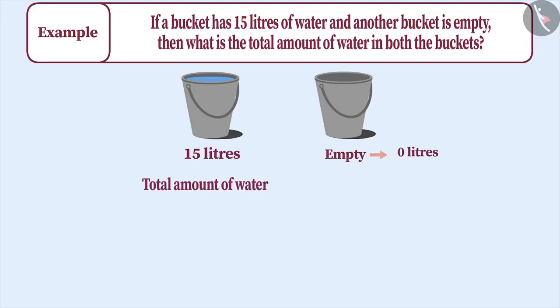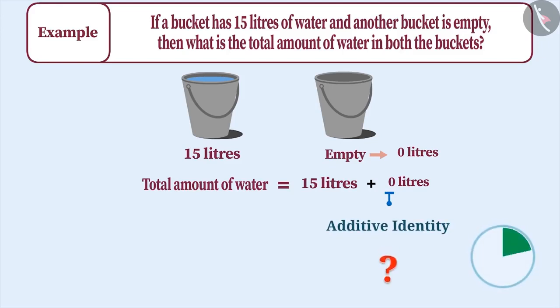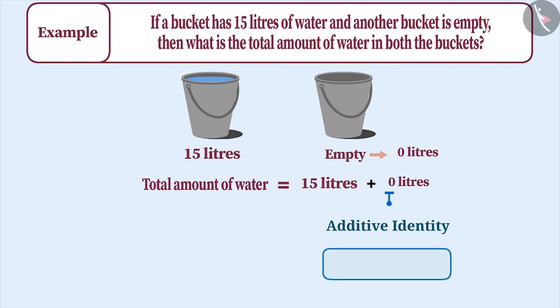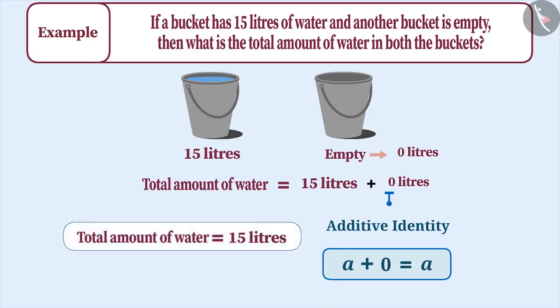To find the total amount of water in both buckets, we have to add both values, that is, the value of 15 liters plus 0 liters has to be found. 0 is the additive identity. Can you tell me the reason? Let me explain. This is because if any number is added to 0, the result will be the same number. Therefore, the total amount of water is 15 liters.